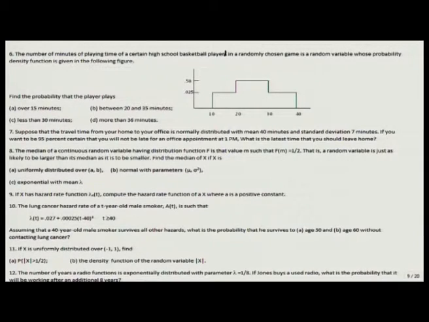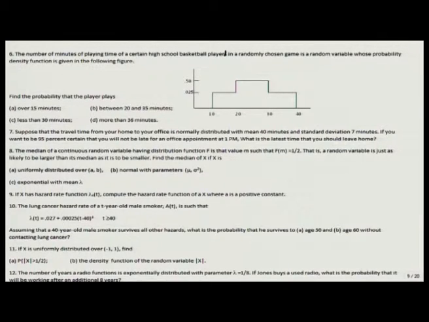Question 6: the number of minutes of playing time of a certain high school basketball player in a randomly chosen game is a random variable whose probability density function is given in the following figure. So, this is the graph of the PDF for the number of minutes that a player in a basketball team gets to handle the ball, in a sense.